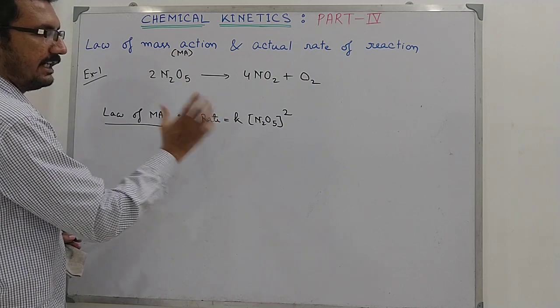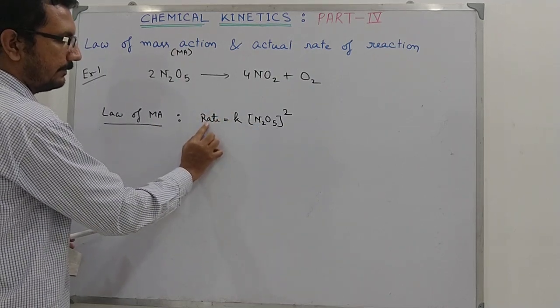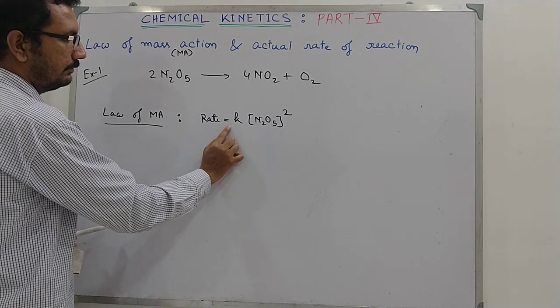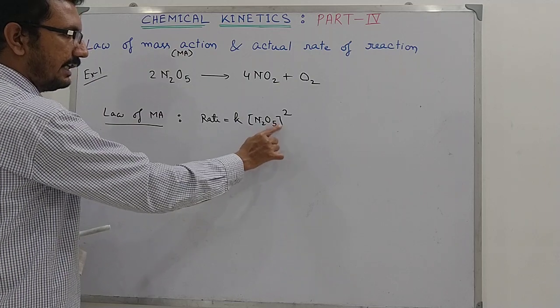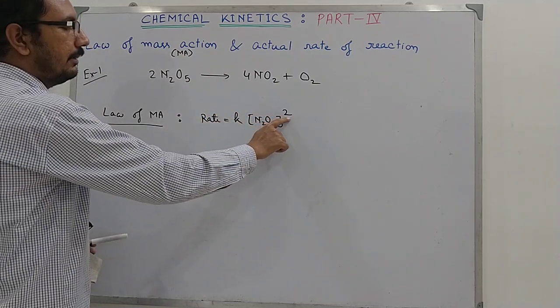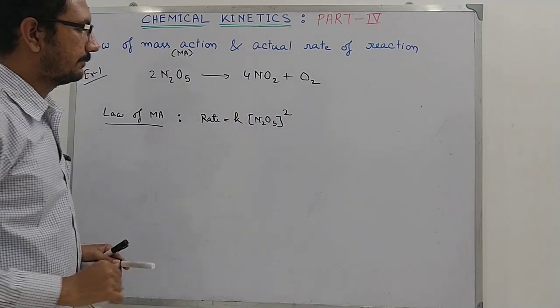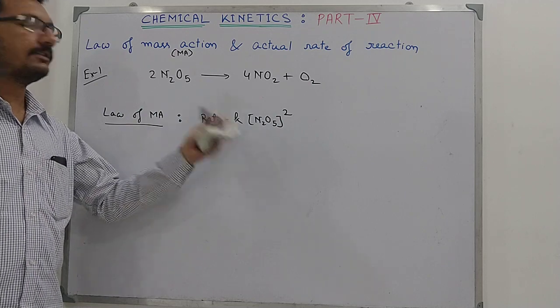What do you mean by rate equation? The rate equation consists of the rate, which is equal to the rate constant multiplied by the concentration of the reactants raised to proper powers, which is called the order of the reaction. So as per the suggestion of the law of mass action, this reaction is a second order reaction.